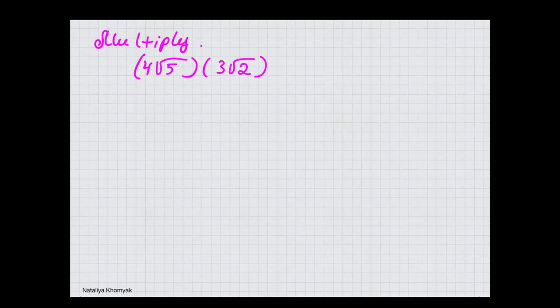Here we have multiplication of 4 radical 5 times 3 radical 2. All of these are factors of the same term. Let's say I have 2 times 3 times 5. This is the same as 5 times 2 times 3 or 3 times 5 times 2, because order does not matter.